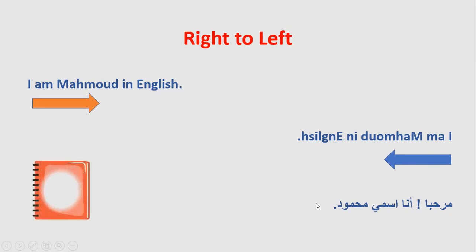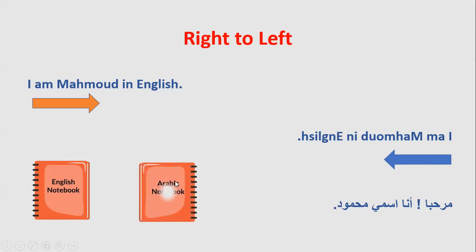Since Arabic is a right-to-left language, it means that the binding of the books should be on the right, not on the left. So whenever you see that the binding of a book is on the right, you know that this is a right-to-left language.